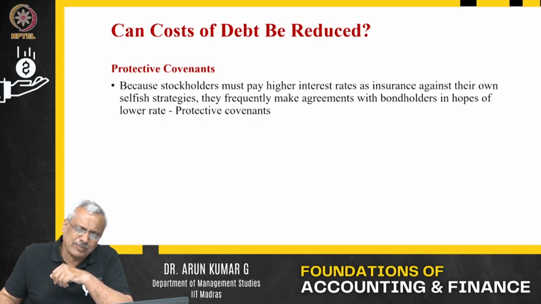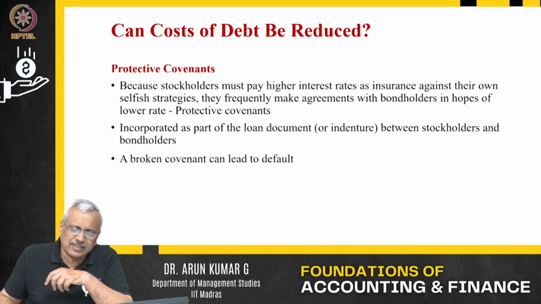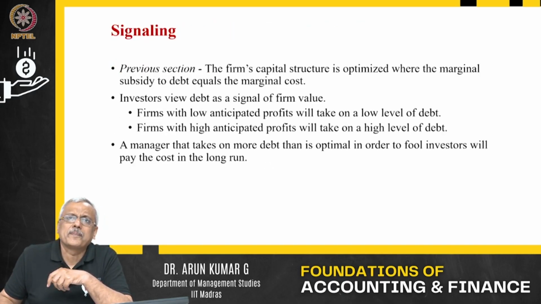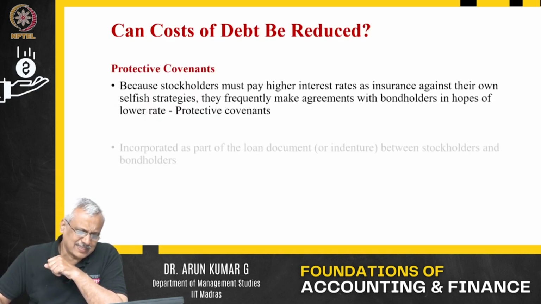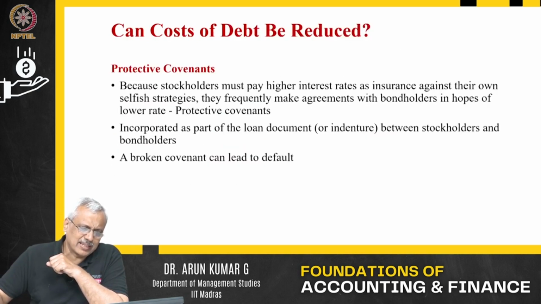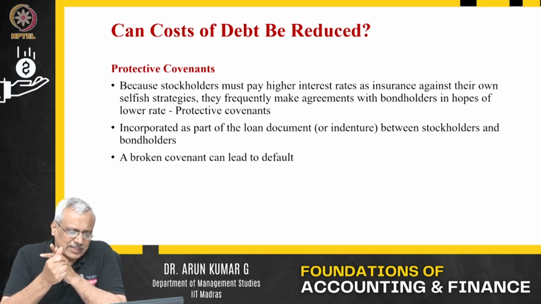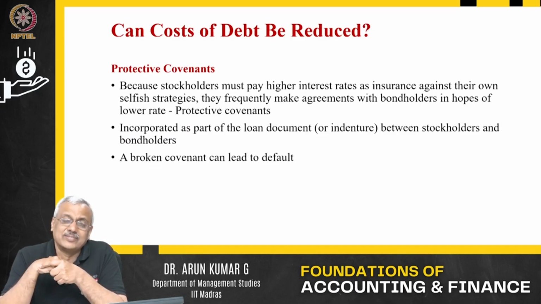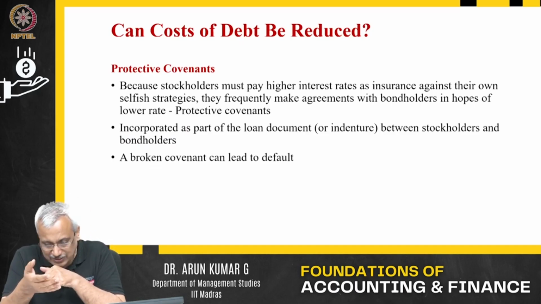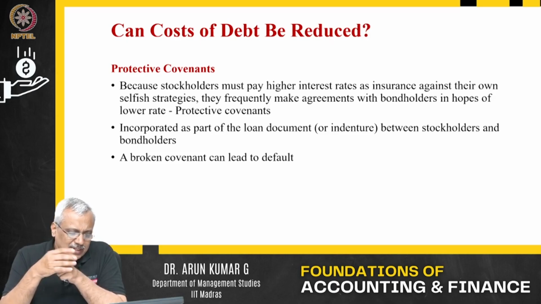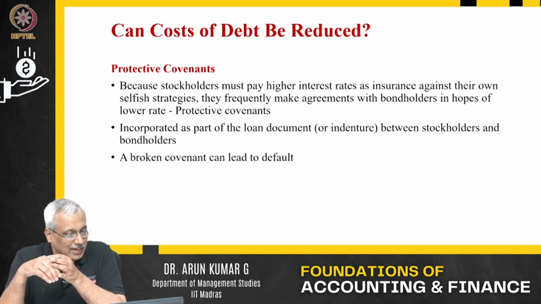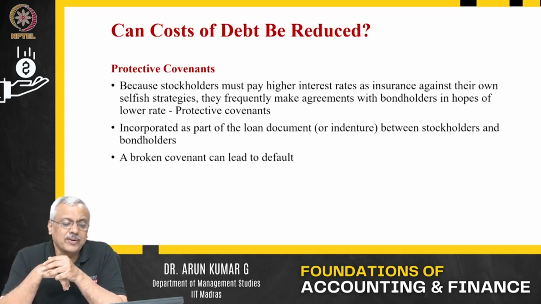Can the cost of debt be reduced? Yes, there are positive covenants and so on and so forth. Yes, the cost of debt can be reduced. Stockholders might pay a higher interest rate as insurance against their own selfish strategies, as you saw in the previous slide, and then it can be part of your loan document. The covenants can be broken and can lead to default and everything.